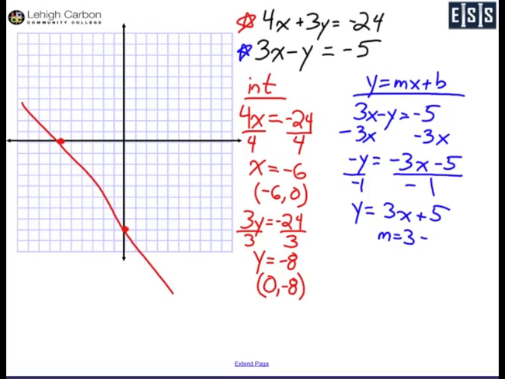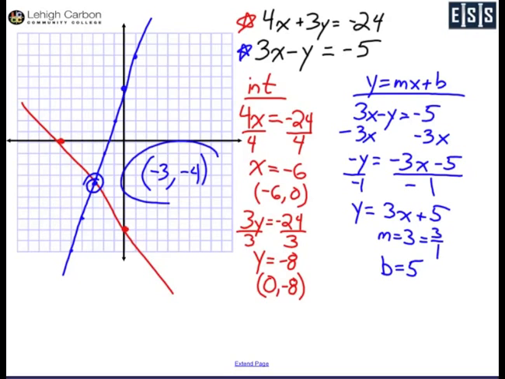My slope is 3, or 3 over 1. My y-intercept, or b, is 5. So on my y-axis, I go to 5. My slope says rise 3, run 1. Or instead of rising 3, running to the right 1, I can go down 3 and run back 1. Graph my line through all my points. Here is my intersection. That is at the point negative 3, negative 4. So that is the solution to this system.